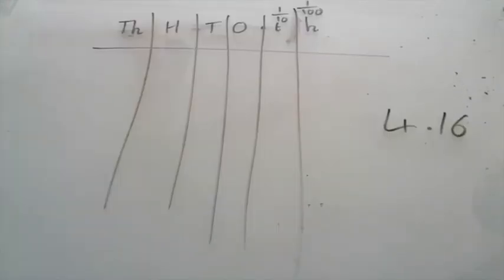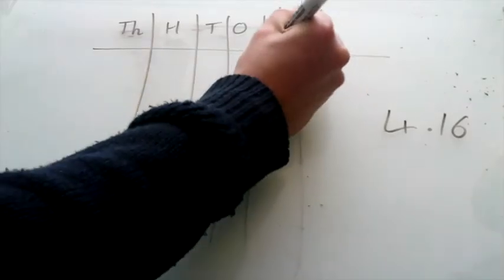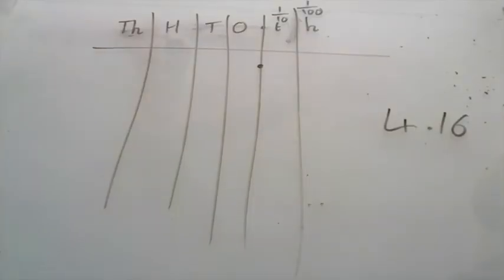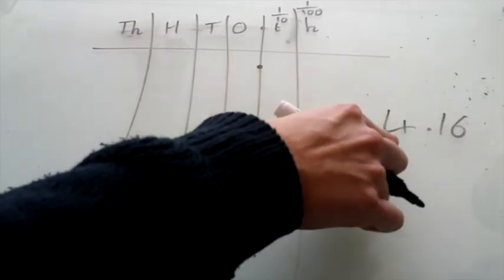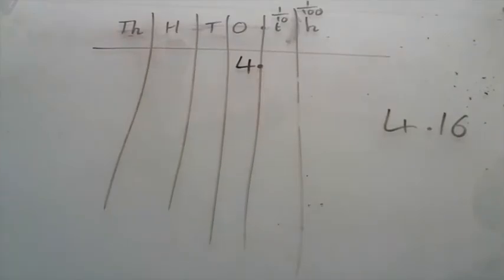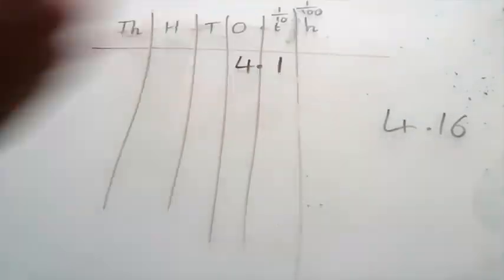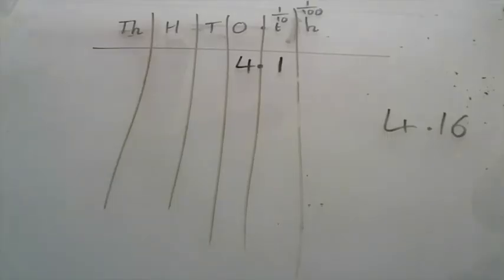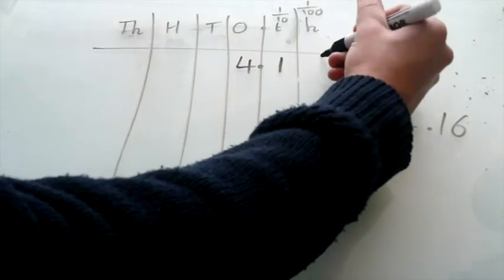We're now going to look at putting a number into a place value grid. So we've got our number over here, 4.16. So first of all, start off with the decimal point. Put your decimal point in. The 4 is in which column? It's in the ones column, because it's next to the decimal point. So we put our 4 in the ones column. Our 1 is in the tenths column, so we put our 1 there, and the 6 is in the hundredths column. So we put our 6 there.